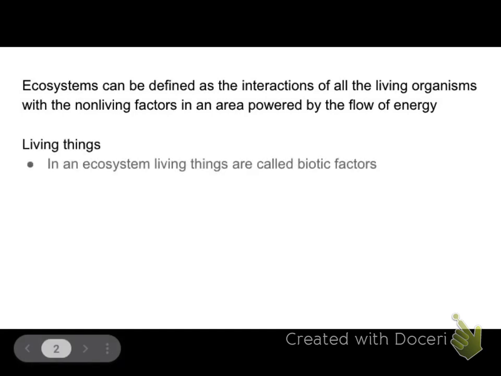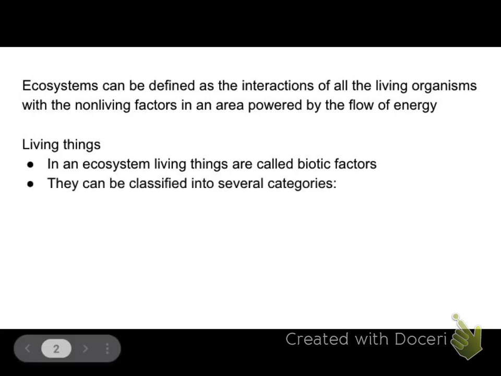Living things in an ecosystem, we call living things biotic factors. So when you hear me talk about something as a biotic factor, you know that that thing is a living thing. So to go back to our objectives for today, if I was to ask you to identify biotic factors in an ecosystem, you would need to point out to me all the things that are living. It's as simple as that.